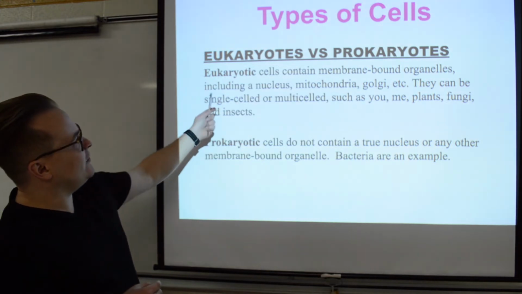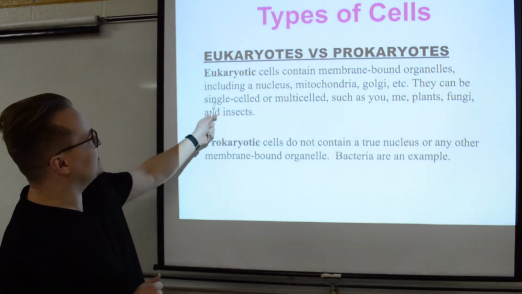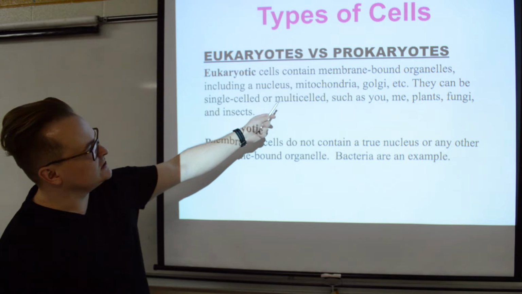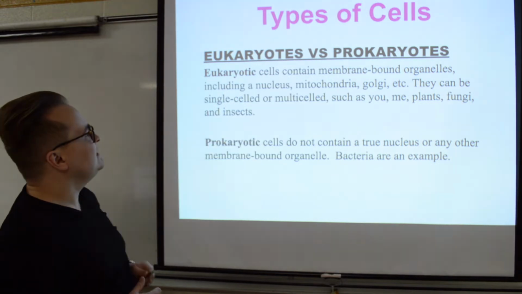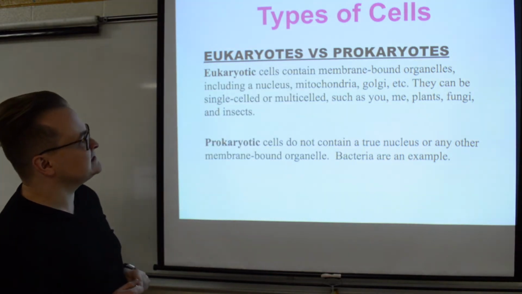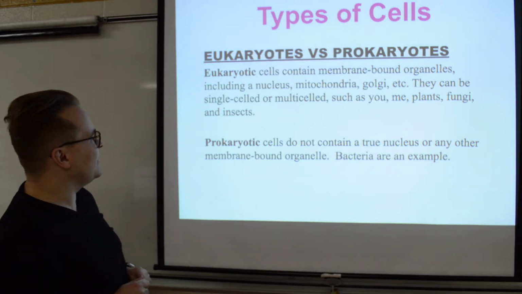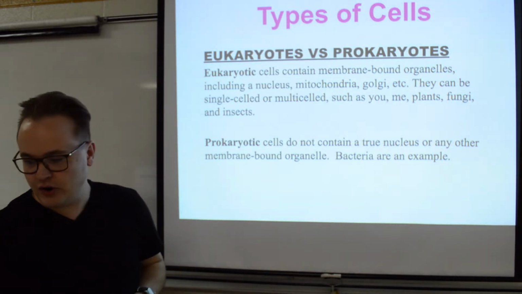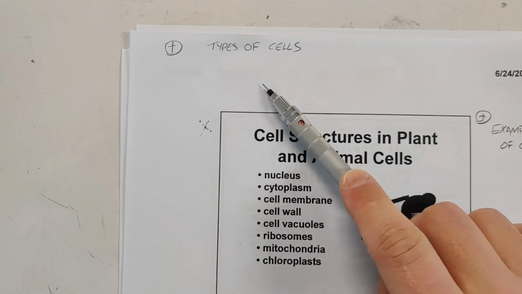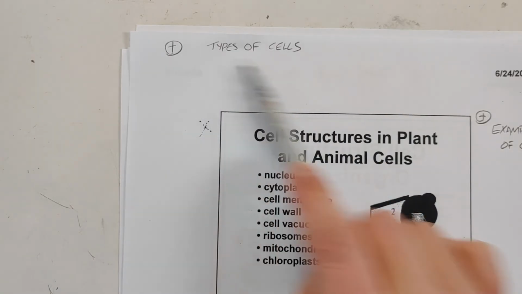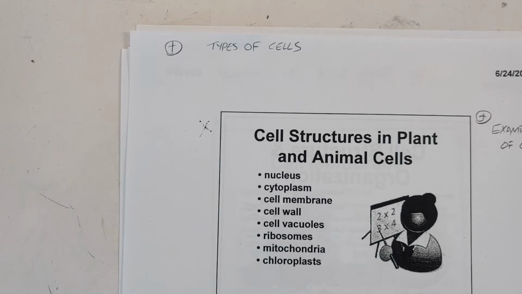So eukaryotic cells contain membrane-bound organelles, including a nucleus, mitochondria, Golgi body, etc. They can be single-celled or multi-celled, such as you, me, plants, fungi, and insects. So you've got to write that down right here on the top of your paper. Write down eukaryotic cells, and then you're going to write prokaryotic cells. You'll write that there as well.